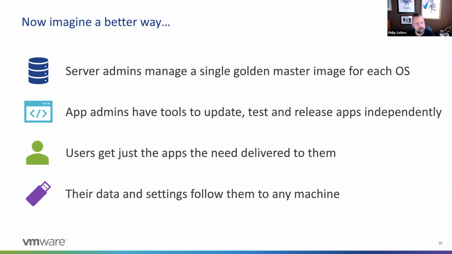What's great about layering on the applications as a separate package is that you get the benefit of targeting what apps an individual user needs. So you get a very tailored, custom experience for the user, and you don't have to have any trade-offs. You've not turned your image management into managing 100 images with different mixes of applications. You've also not published apps that a user doesn't need access to, which could lead to security risks or could lead to just conflict like we were talking about earlier. Users get just what they need delivered to them, and then their data and settings follow them to any machine. This is the best way.